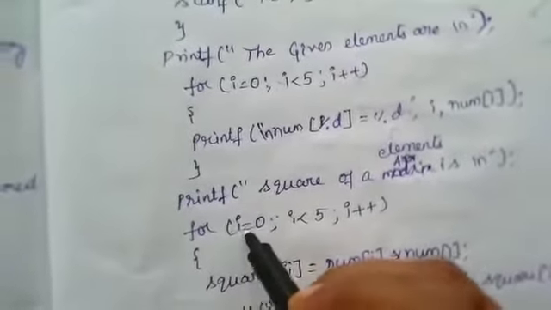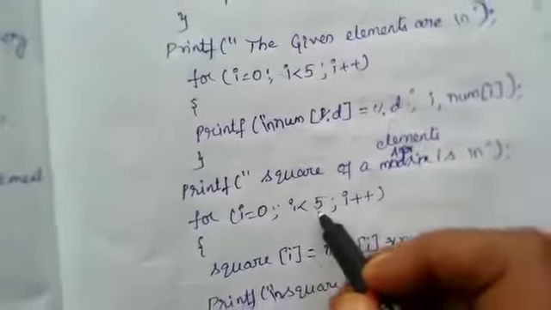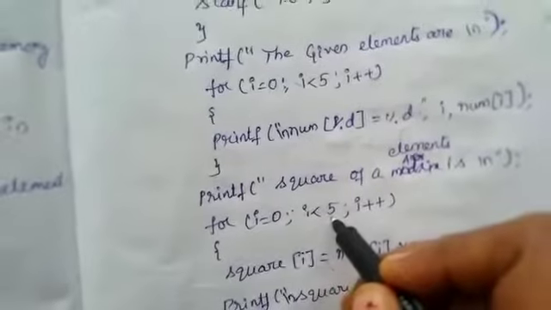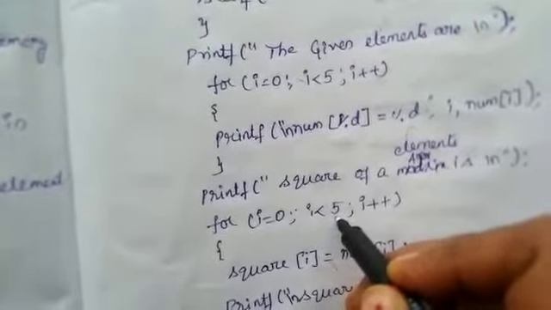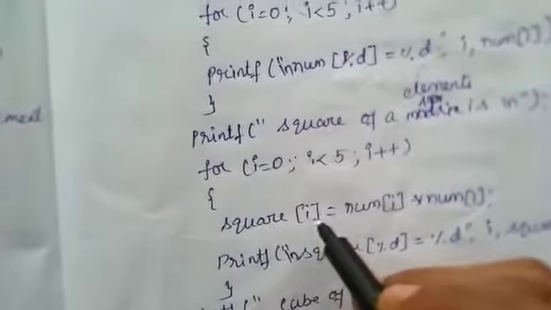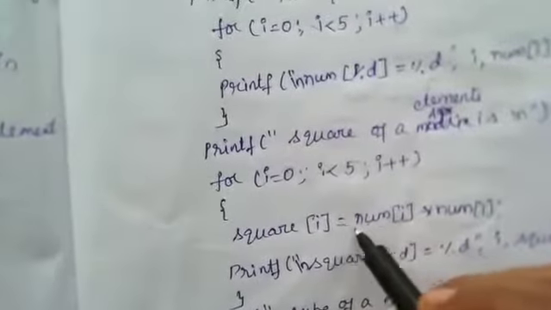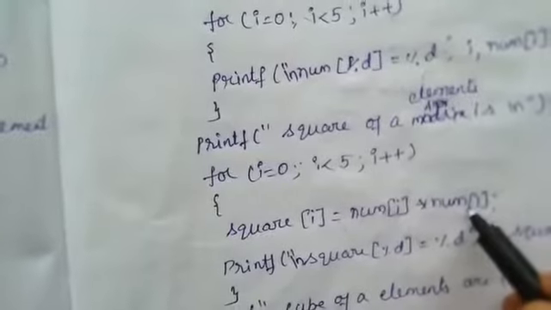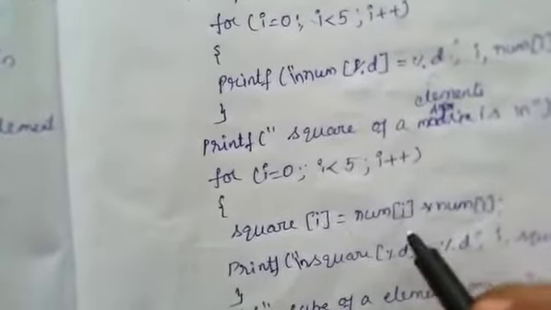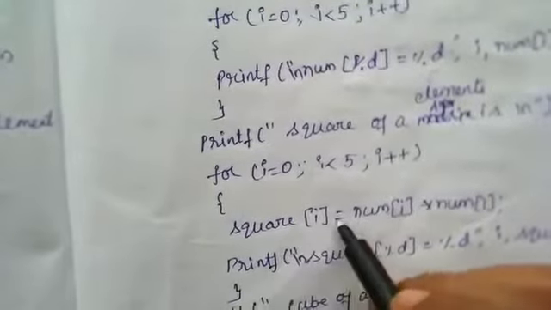So for i is equals to 0, i less than 5, because 5 is the maximum element, because we have to store only 5 integer values. So we have to square 5 elements. Okay, so i less than 5, i plus plus. So here square of i means square of 0 is equals to num of 0 into num of 0. So if num of 0 is 0, 0 into 0 is 0. That 0 will be stored in square of 0.